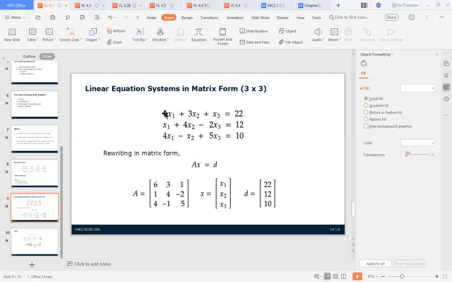Okay, so why is it a fixed class? Because all the coefficients attached to x sub 1 are in the first column. The same goes for all the coefficients attached to the variable x sub 2, which are in the second column, and the same goes for the coefficients attached to the variable x sub 3. Again, the coefficients for matrix A here are 6, 3, 1, 1, 4, -2, and 4, -1, and 5. So this is the matrix.